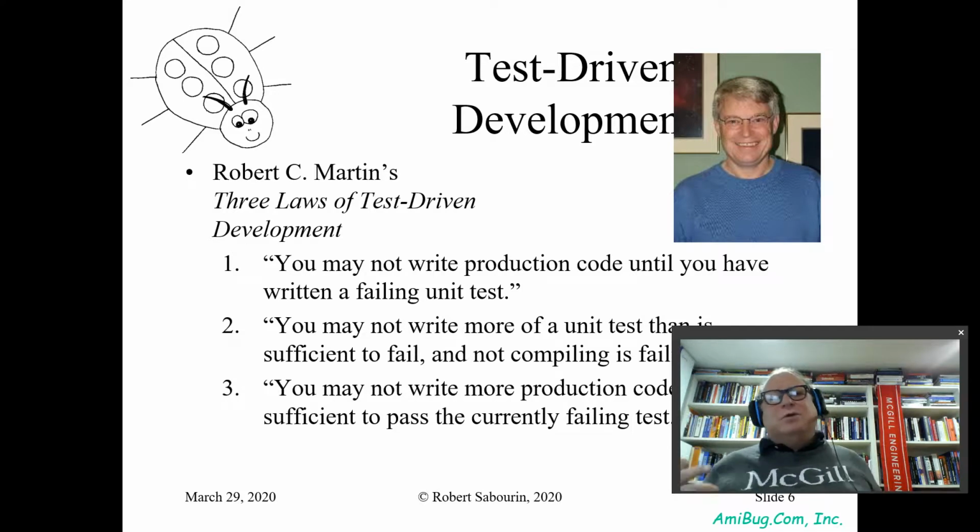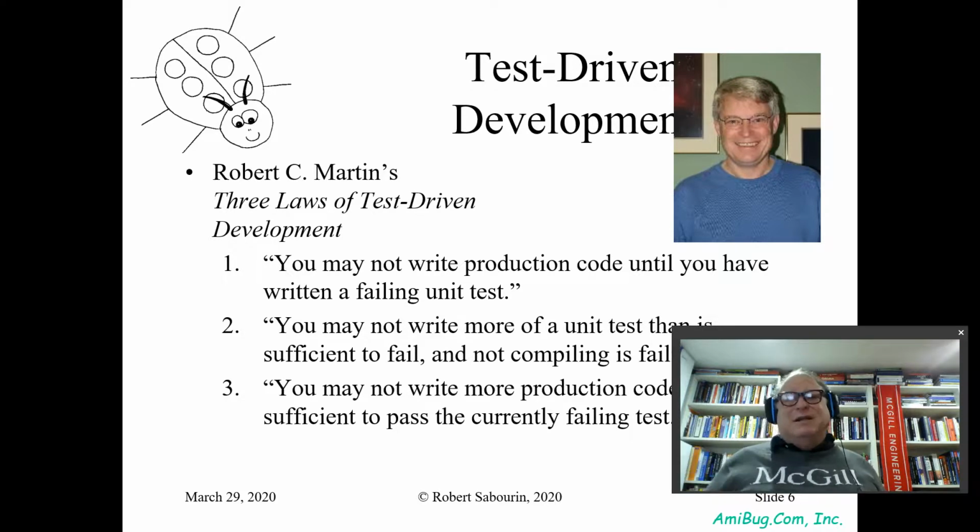So the first rule, according to Bob Martin, is you may not write production code until you have written a failing unit test. So if you don't have a failing unit test, you can't write any production code. So that's the first law. No code until you have a failing test. And this is not just having a test, but having a failing test.